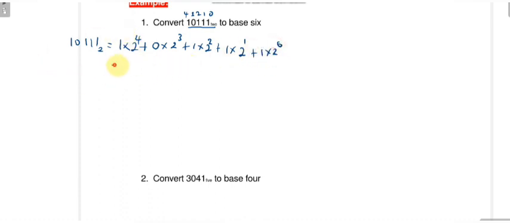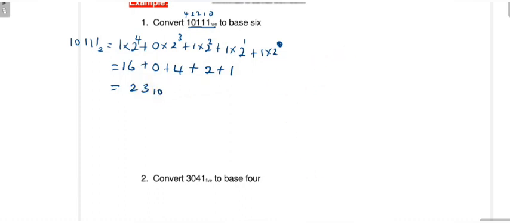So this will be equal to 1 times 2 raised to power 4. Remember, 2 raised to power 4 is 16. Plus 0 times the whole of this gives us 0. Plus 1 times 2 raised to power 2, and 2 raised to power 2 is 4. Plus 1 times 2 raised to power 1, and 2 raised to power 1 is 2. Plus 1 times 2 raised to power 0 is always 1. So 1 times 1 is 1. So we'll add this together. We have 16 plus 4, that is 20, plus 2, 22, plus 1. That is 23 base 10.